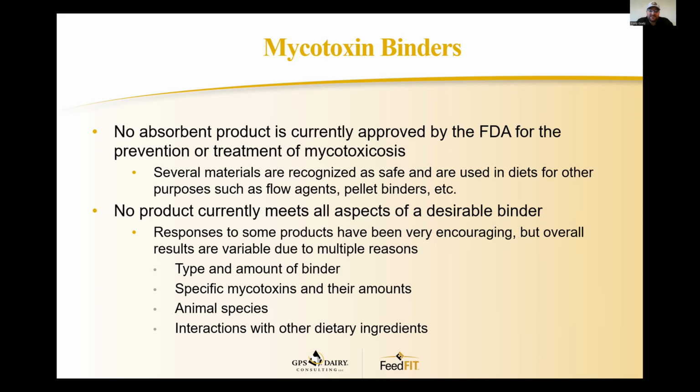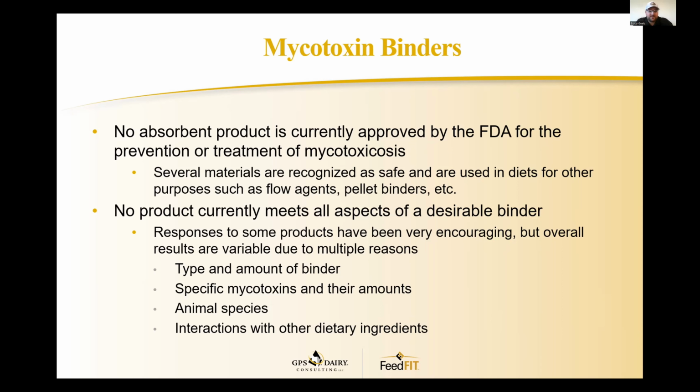And while responses to some products have been very encouraging, the results are very variable due to multiple reasons, whether that's the type of binder we're using or the amount of the binder we're using, right? Are we using 10 grams, 20 grams, 30 grams? And in addition, the specific type of mycotoxins that we have and their amounts, right? If we have, again, 10 units of DON present, does that mean that I have to feed 10 grams, or do 5 grams work? We need the testing, and the research on this is limited.